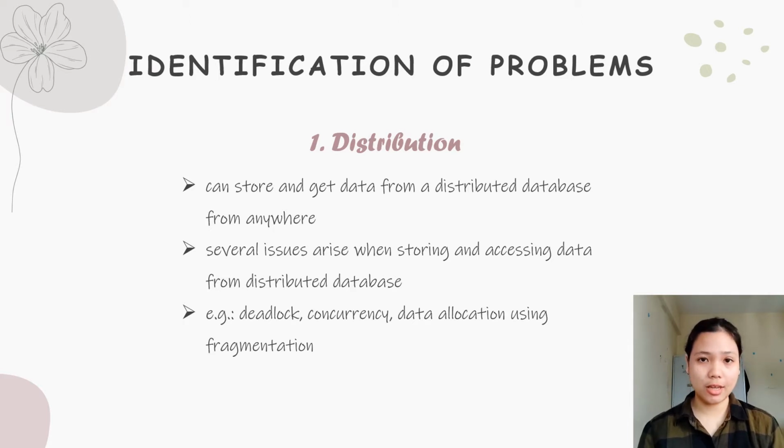Today I will be presenting about the identification of problems. Firstly is distribution. The workers in our company can store and get data from a distributed database from anywhere in the network where the database is located. However, when storing and accessing data from a distributed database over a computer network, several issues might arise, for example deadlock, concurrency, and data allocation using fragmentation.